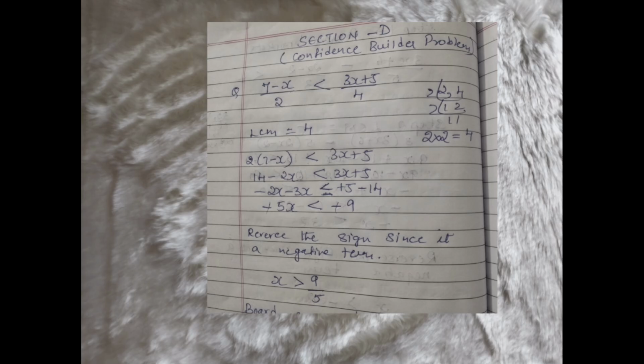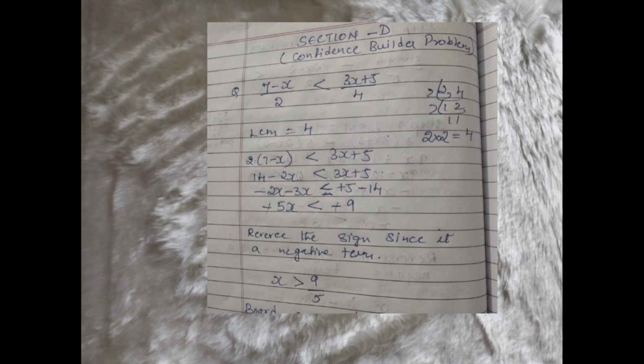So minus 2x minus 3x will become minus 5x, and less than plus 5 minus 14, subtract and put the bigger number's sign, it becomes minus 9. So minus minus gets cancelled. Since it is a negative term, reverse the sign. X is lesser than 9 divided by 5.